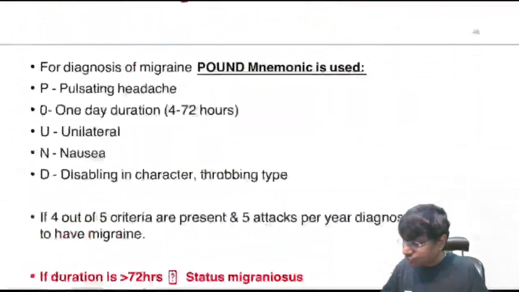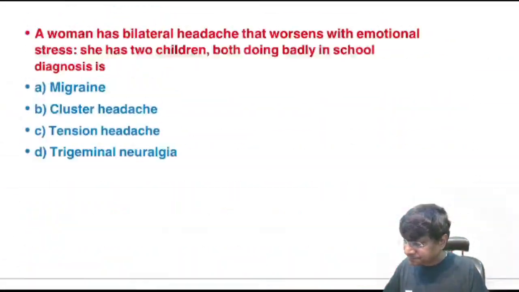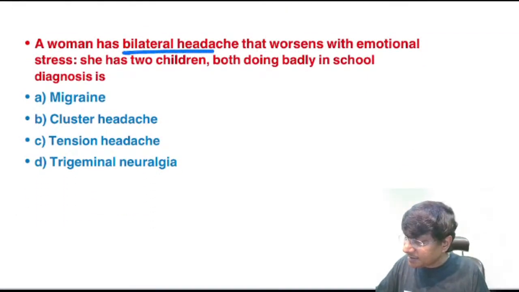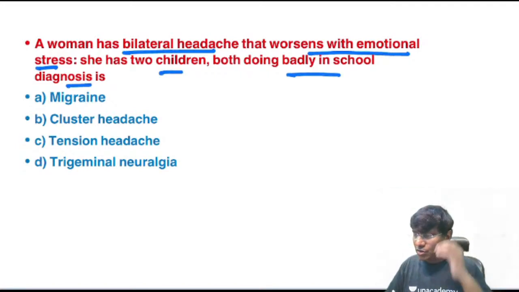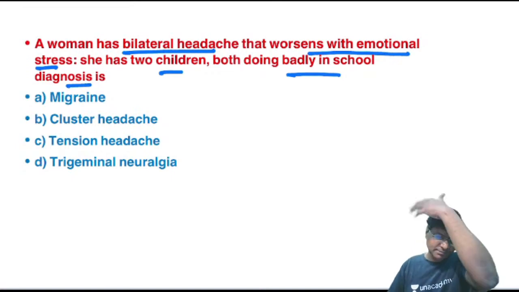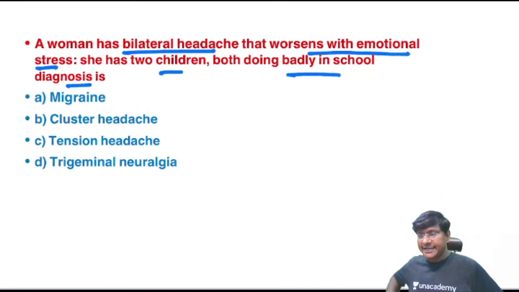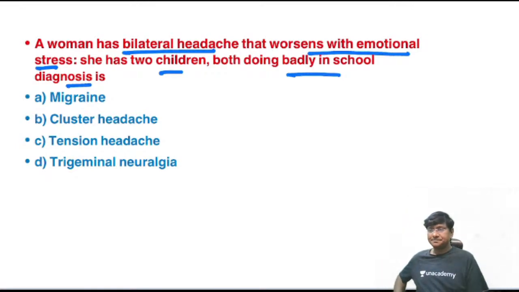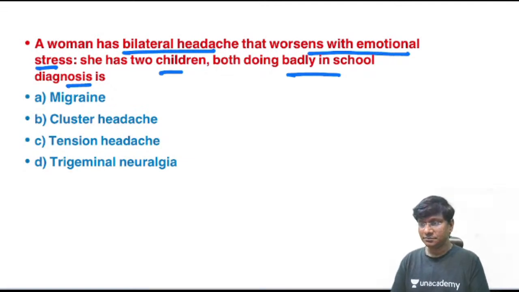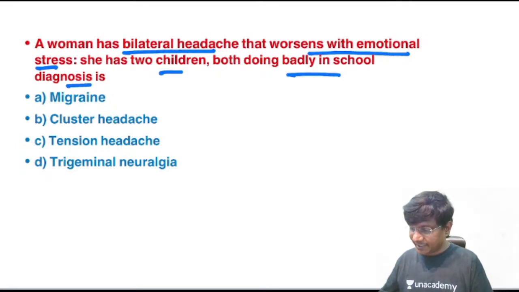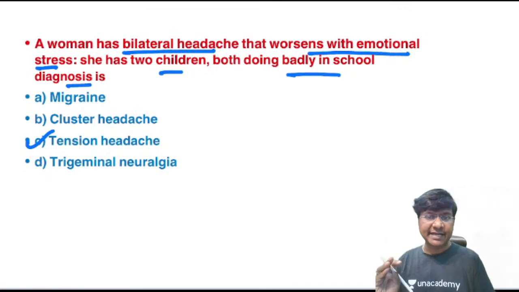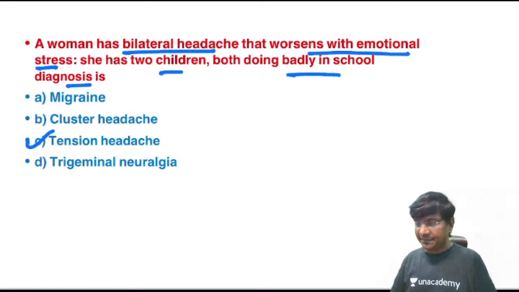Right, now let me just show you a question. A woman has bilateral headache that worsens with emotional stress, and she has 2 children both doing badly in the school. What do you think is the diagnosis? So the answer here is the tension headache. What did I tell you? It's bilateral, and it is associated with emotional stress. So what the patient is having is tension headache.